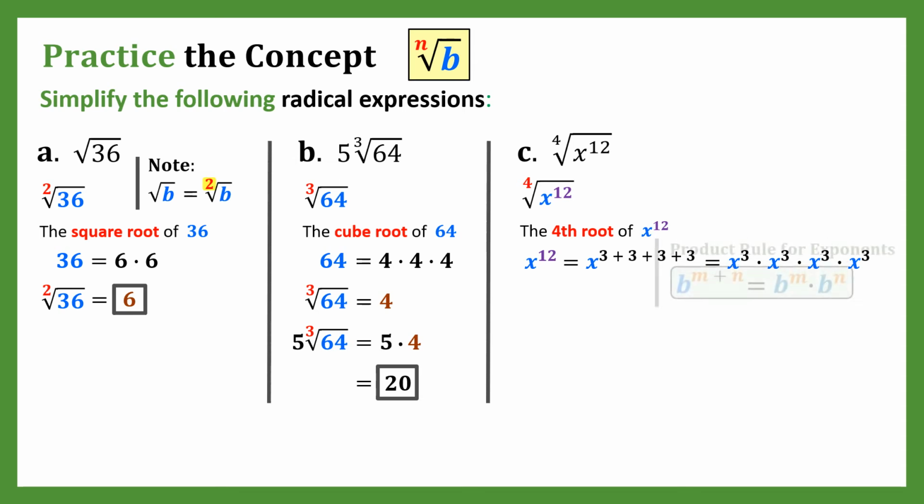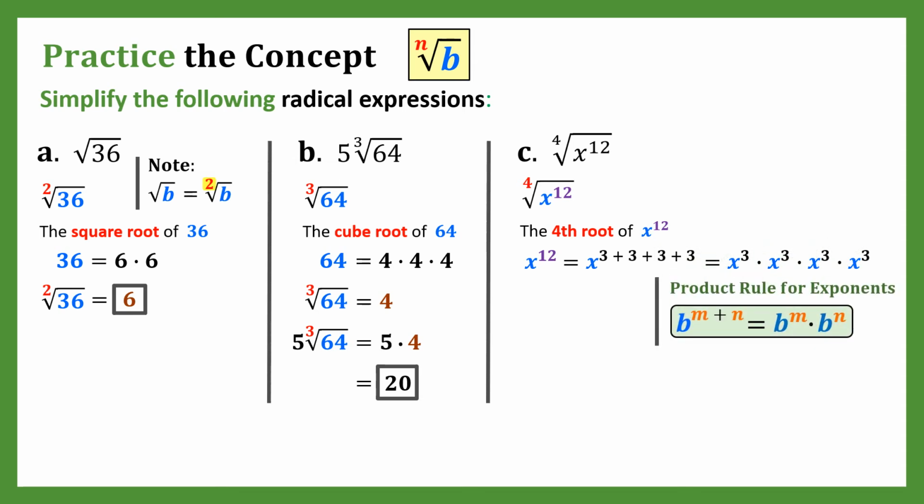This expression is obtained using the product rule for exponents. Again, if you're unfamiliar with this rule, please review the video titled The Product Rule for Exponents. And so, since x cubed multiplied 4 times equals x to the power of 12, this means the fourth root of x to the power of 12 equals x cubed. And this is the result of our last example.